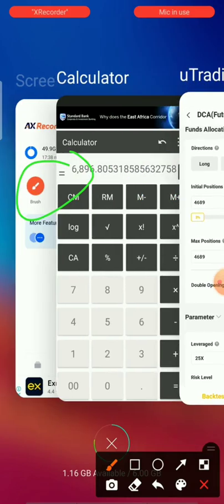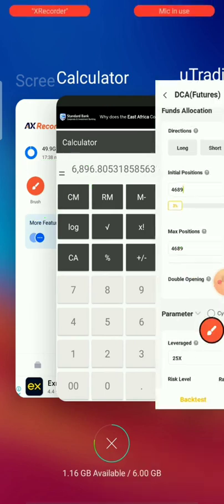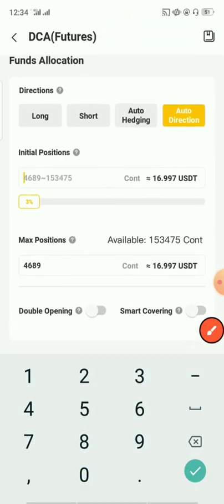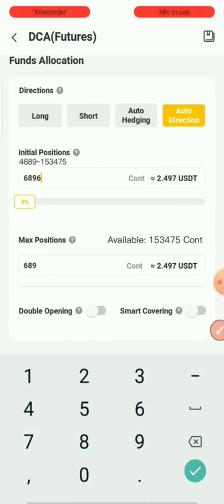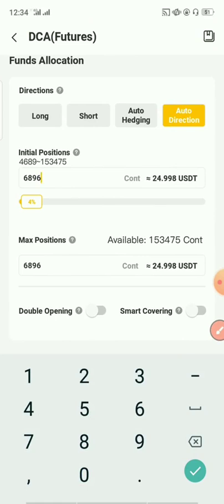Let us do that. That was what we got here, sorry, 6,896. So we're going to make it 6,896. As you can see, this gives us 24, which is approximately 25 anyway.